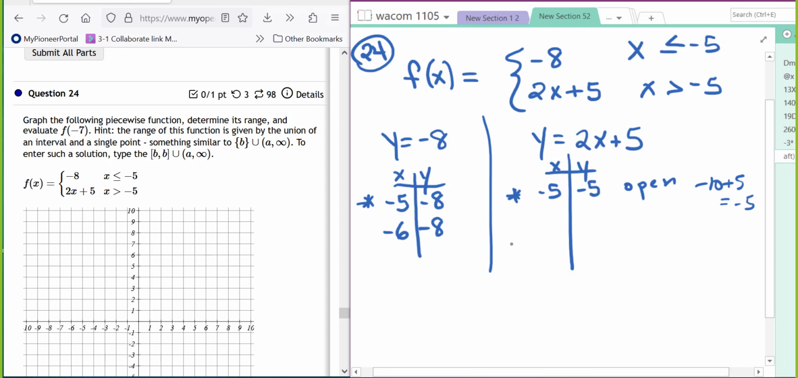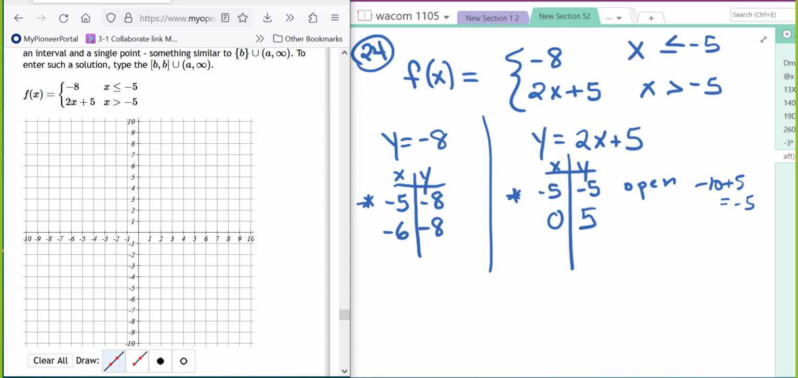And then we will do higher than that, so we can go to -4. Let's go to 0. 0 is higher than that. So 2 times 0 is 0 plus 5 is 5. All right, so now we can put these on.